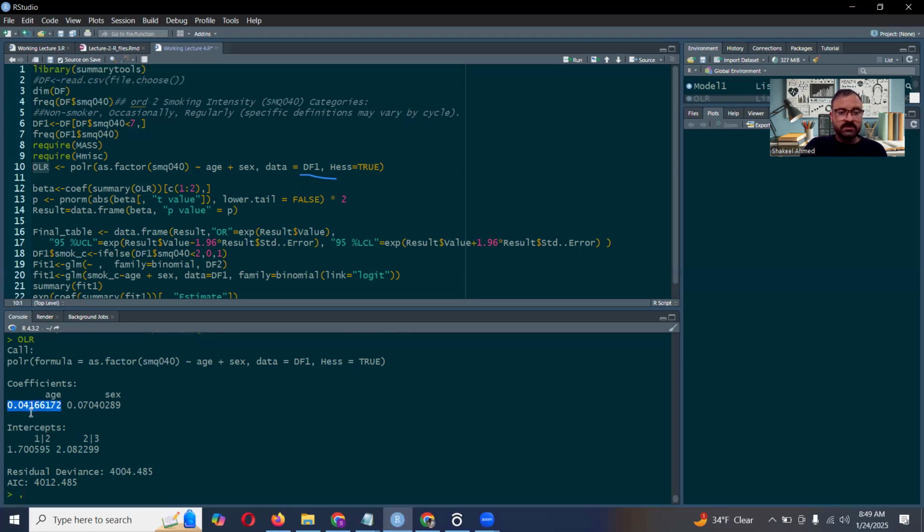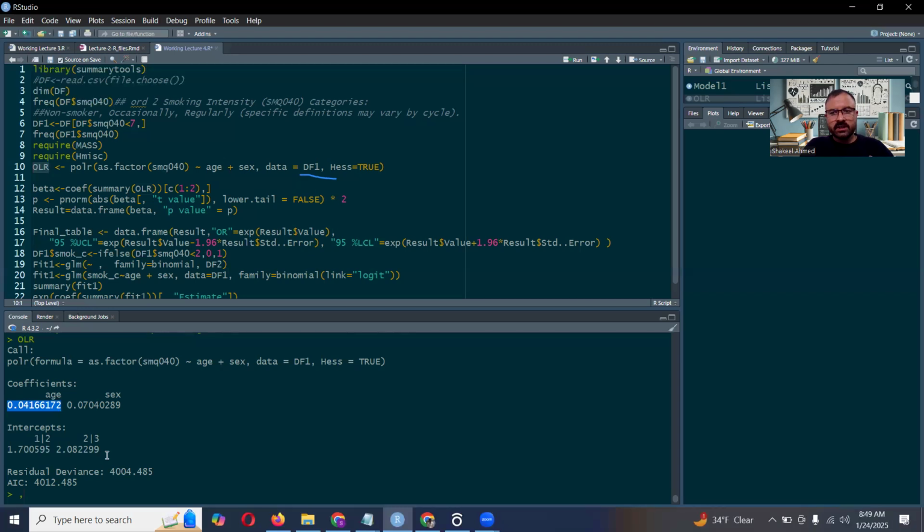We can express this value in terms of odds ratio, and it will be more clear, and we can interpret it in terms of percentages. Basically, we are checking the probability of y being in category greater than 1 versus the probability of y being less than or equal to 1. We are checking this ratio, that is basically the odds ratio.